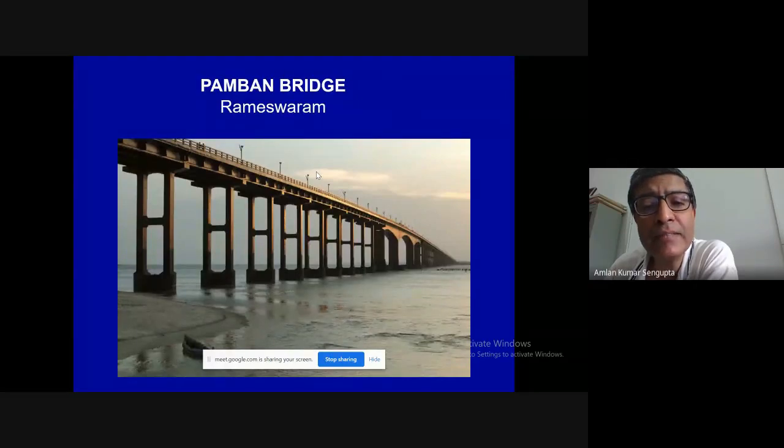Coming to the bridges, this is a very famous bridge in our country, the Pamban Bridge, which is made up of concrete. The main portion of the bridge is here, which accommodates substantial clearance for the ships to go through. And in order to have this clearance, there is this long approach structure, which is also a part of the bridge.